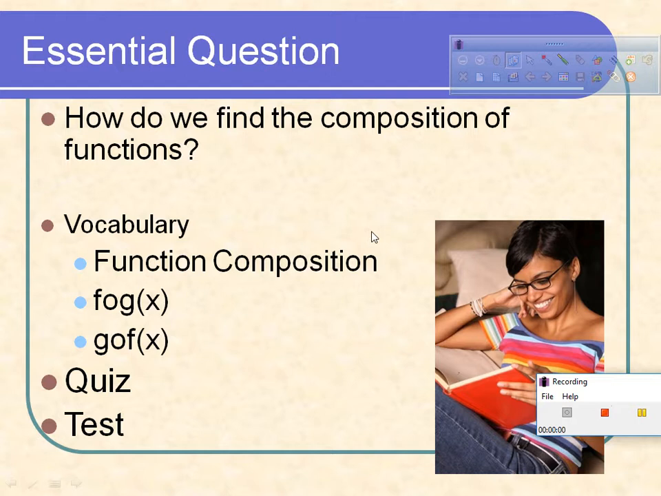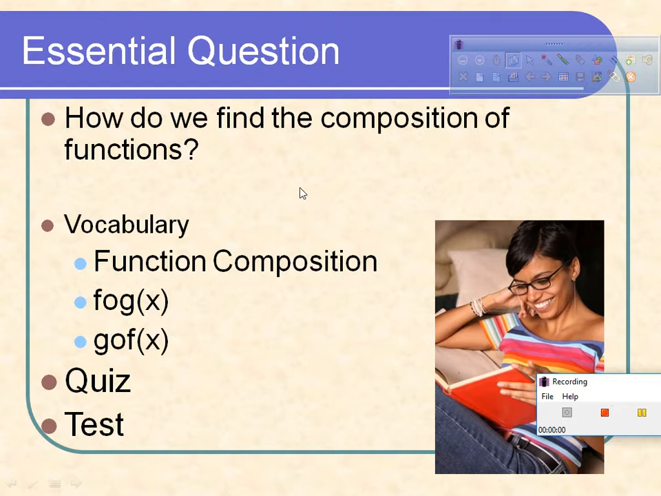Now, my disclaimer: I'm only going to go over two types of composition, f of g and g of f. But in reality, guys, when you take college algebra, there are more compositions than that because you can actually plug a function into itself or vice versa. But for this, we're just going to worry about basic composition, f of g and g of f.